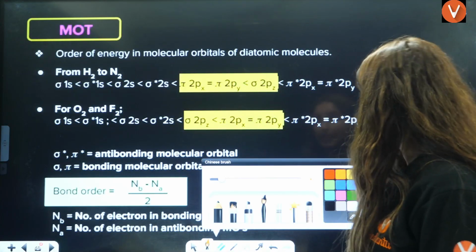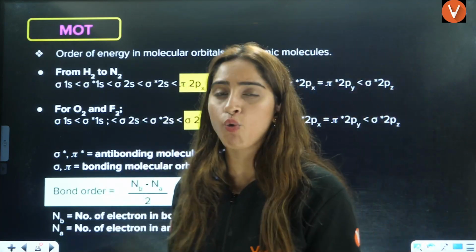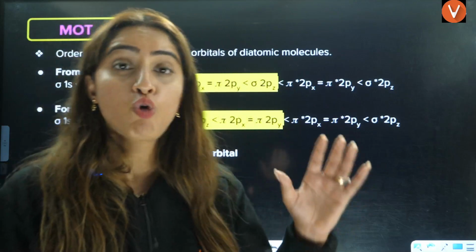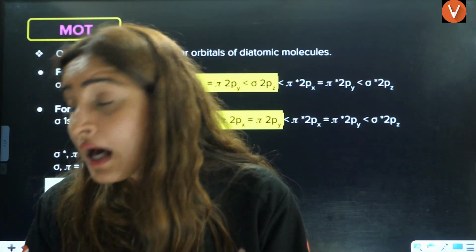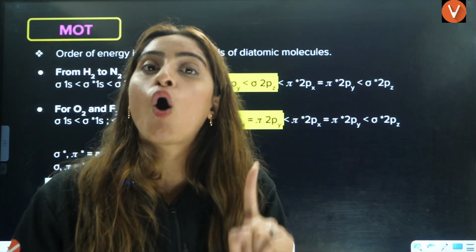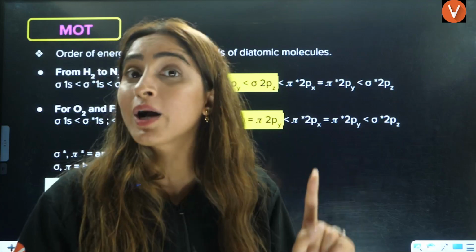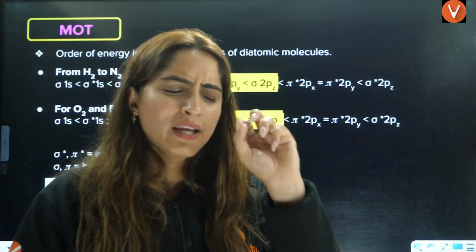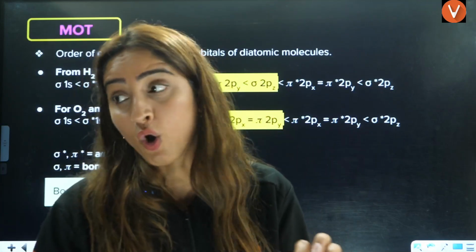Now, all of this was the simple conceptual knowledge that I gave you. Now, what is important for your exam? We are going to talk about that. That is 2-3 very, very important things we are going to talk about.